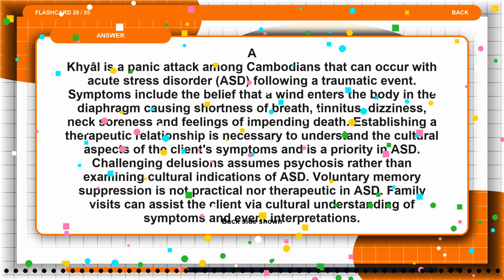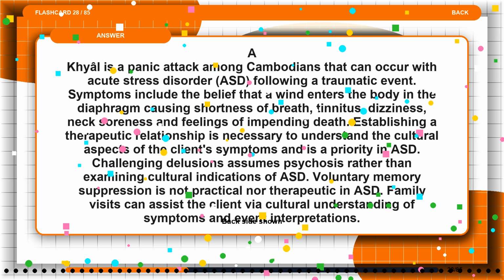The answer is A. Khyal is a panic attack among Cambodians that can occur with acute stress disorder (ASD) following a traumatic event. Symptoms include the belief that a wind enters the body in the diaphragm, causing shortness of breath, tinnitus, dizziness, neck soreness, and feelings of impending death.